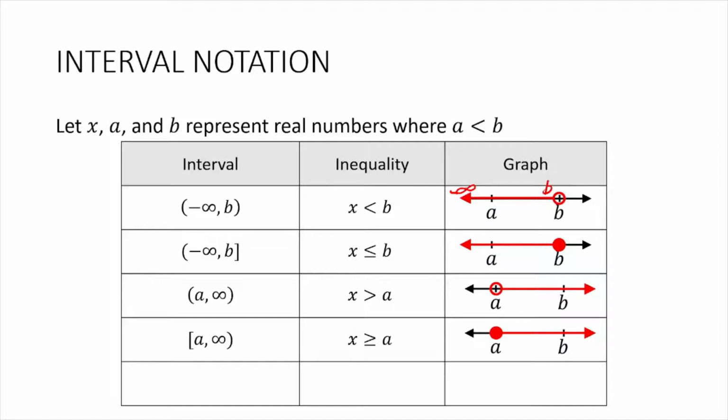Now if we include all values, in this case all real numbers, then we say the set is from negative infinity to positive infinity. So the set of all real numbers is from negative infinity to positive infinity. The interval notation is this one, negative infinity to positive infinity.